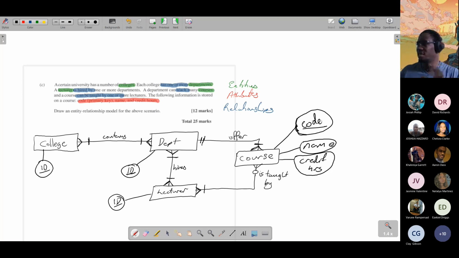So entity relationship diagrams, they don't hit your head as much as data flow diagrams. They're a little more friendly. They're friendlier than data flow diagrams. And we'll continue to work on them.